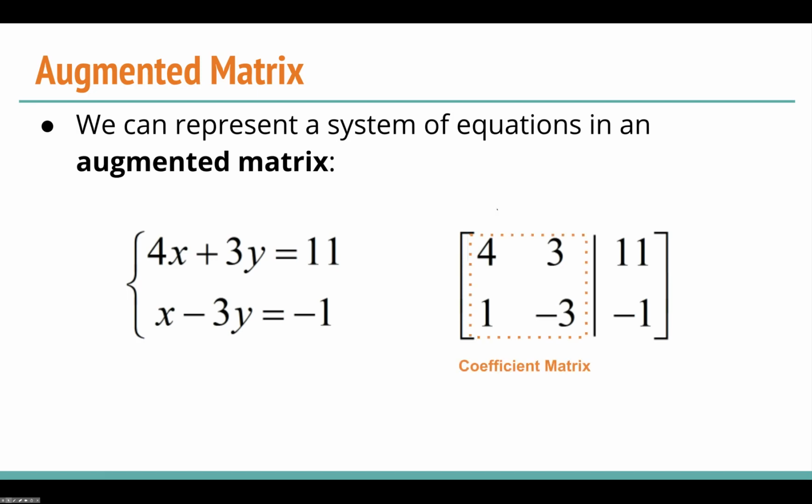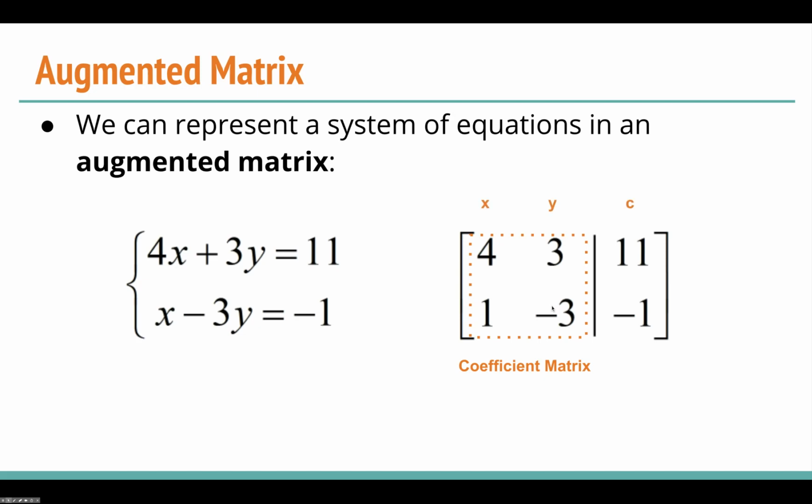So notice what's happened here is that on the left side of the matrix, the left side of this vertical line, we have the coefficients of the x and the y terms. So 4 is the coefficient of x, so a 4 goes here. And 3 is a coefficient of y, and so the 3 goes here right next to it. For the second equation, the coefficient of x here is a 1, so we put a 1 in the coefficient matrix, and the coefficient of negative 3y is negative 3.